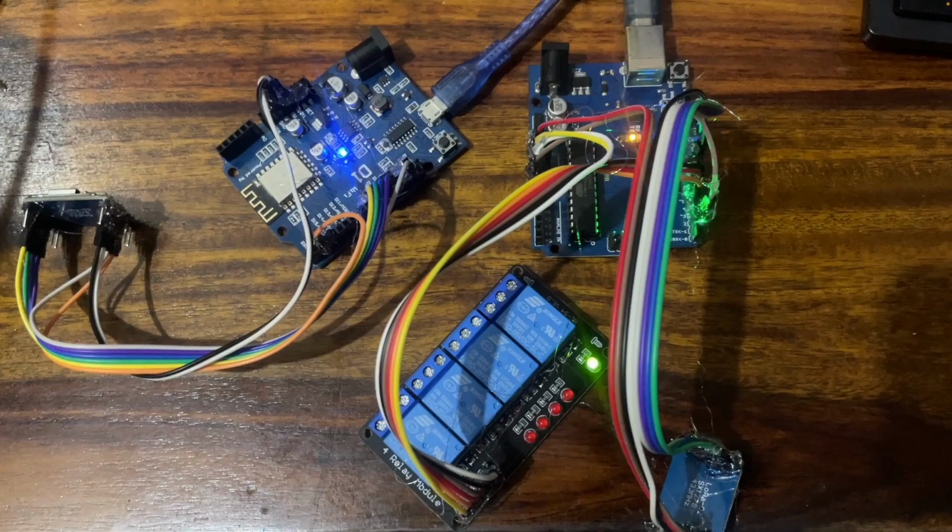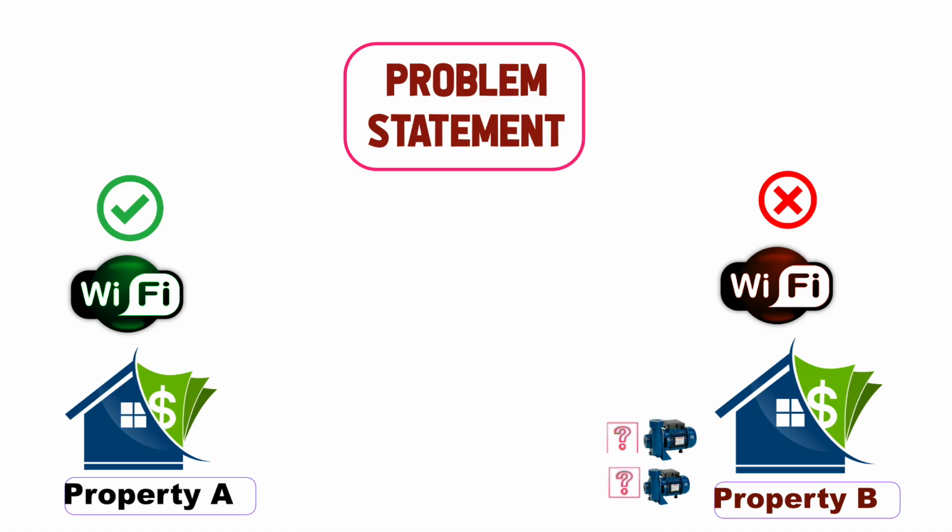Today I am going to show you a very interesting automation that I am using LoRa technology. So let me put the problem statement like this. There are two properties, property A and B. The property A has very good signal of Wi-Fi and property B has very bad signal. So sometimes I have to turn on the motors at property B, maybe manually or using Wi-Fi. Since the signal is not very good, sometimes there are issues with turning on the relays of property B.